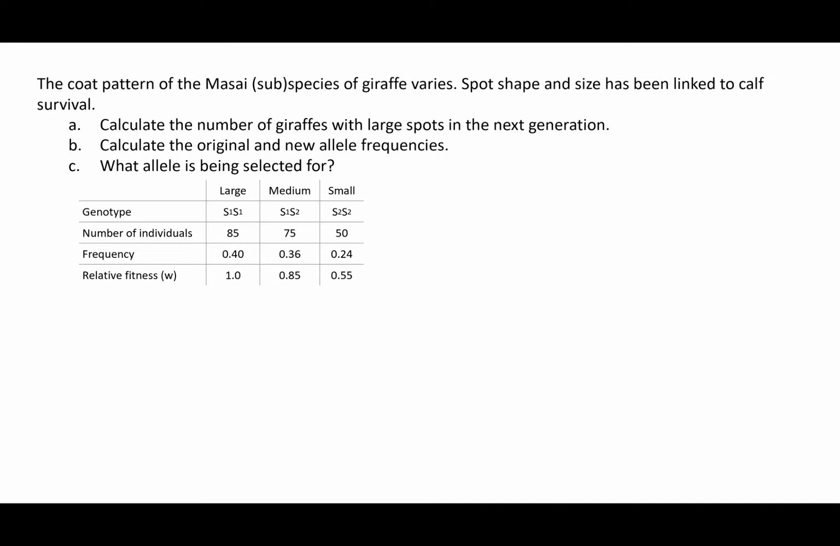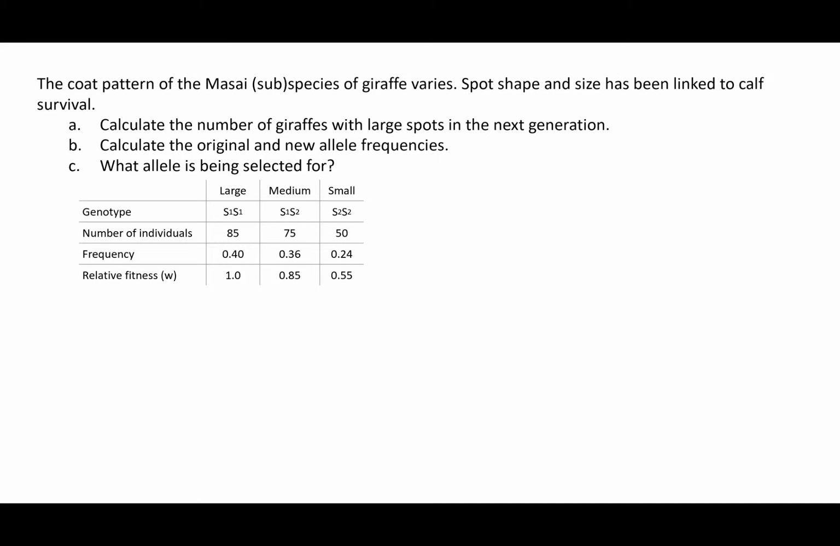So this question, where we calculate the number of giraffes with large spots in the next generation, and then calculate the original and new allele frequencies in their generations, then figure out what allele is being selected for. This is an important concept because it can tell us a lot about giraffe genetics, what traits are being selected for in different subspecies, because a lot of different populations live in different geographic areas with a lot of different implications of that. So we can figure out what traits are being selected and how that varies within populations. We can figure out how giraffes have evolved and are evolving.